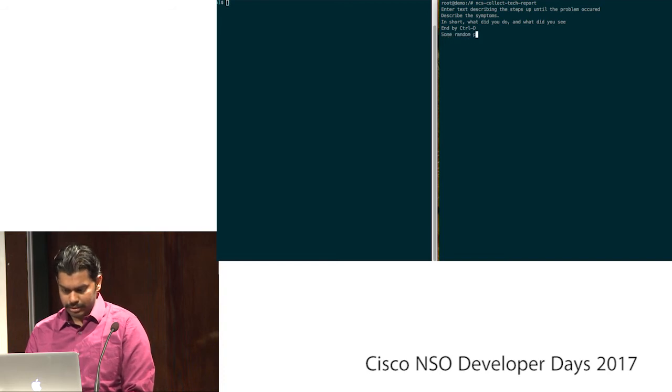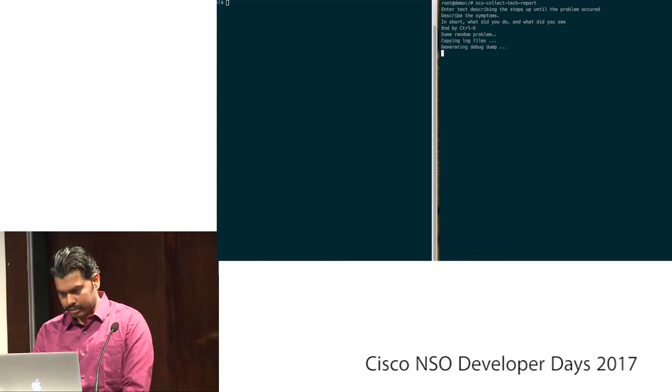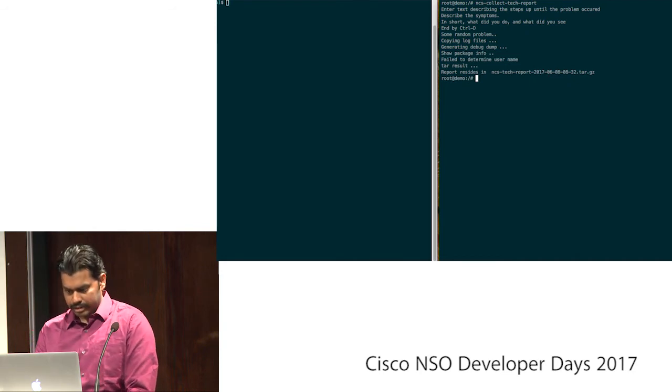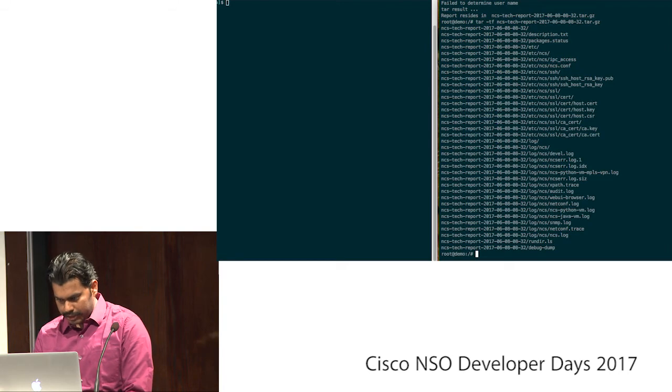So let's say something. And now it copies the log files and generates, well, right now I didn't ask it to generate debug dumps, but it's just normal logging. So let's see what is inside this thing. So it has the description and all the files from /etc/ncs, which is the current config, and all the files from /var/log/ncs.